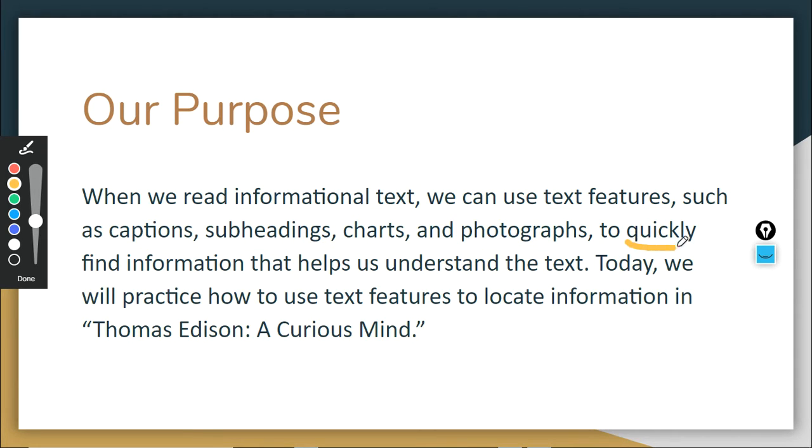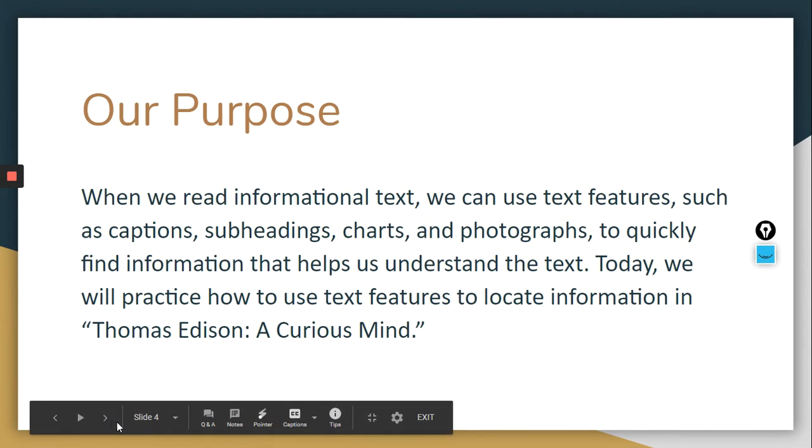The keyword here is quickly. So authors of nonfiction are using those text features to help us get information right away and help us understand it. So today, we're actually going to look at two articles. We're going to look at From Phone Calls to Video Chat, which was one of the first ones we did for this unit. And we're going to look at Thomas Edison, A Curious Mind. So we're going to really discover two of these articles and look at those text features that we've witnessed before.